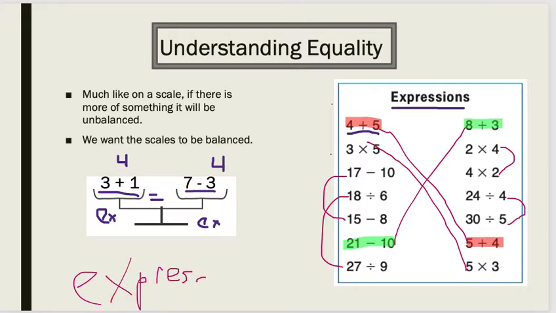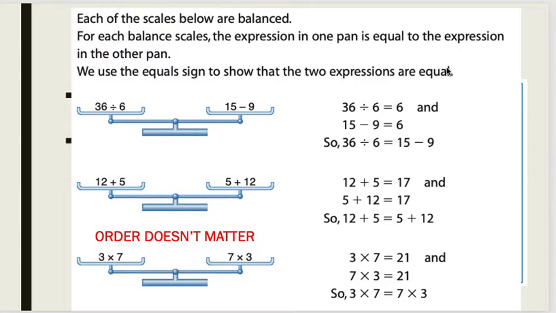Right, different expressions can have the same weight, and they can balance and equal each other out, right? Because these will be equal. So expressions can look different, but they have the same weight, they have the same value. If you see these scales below, each of these scales is balanced. For each of the scales, the expression on one pan is equal to the expression on the other.